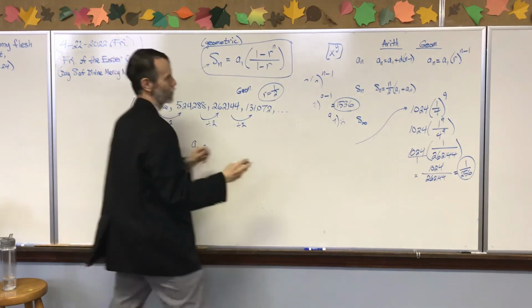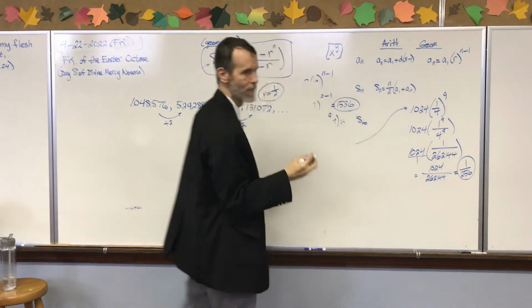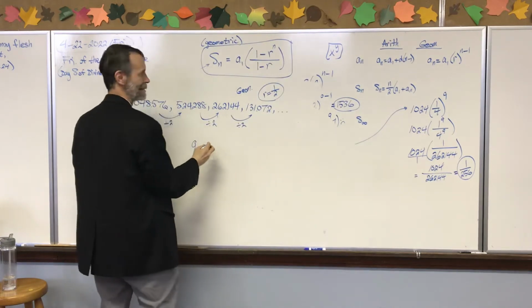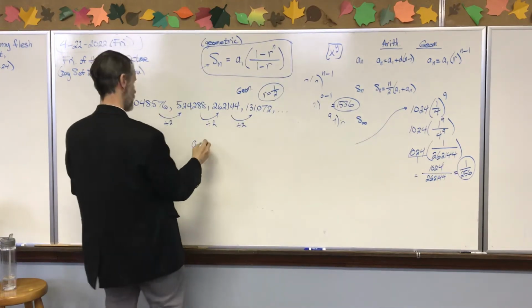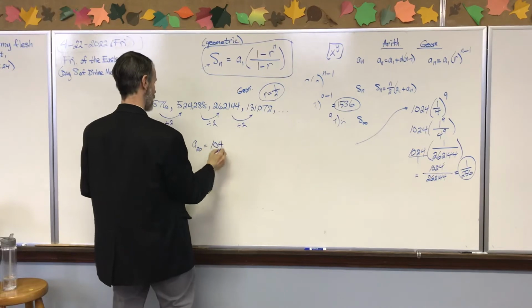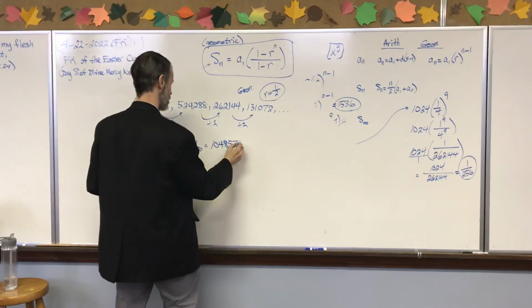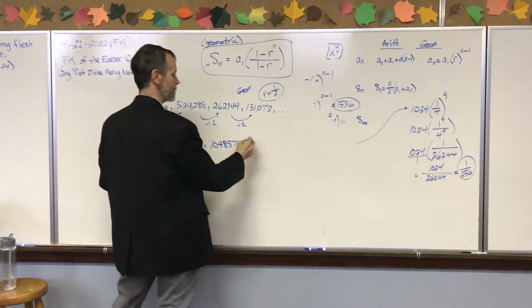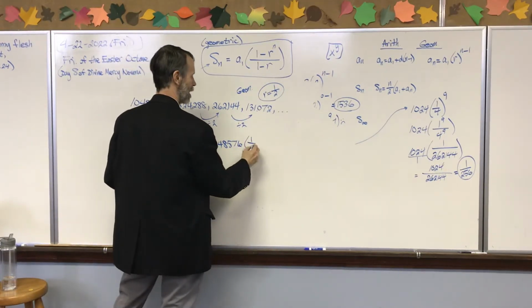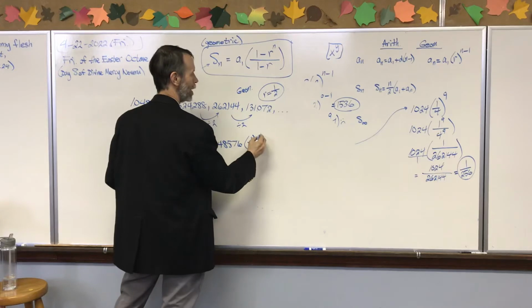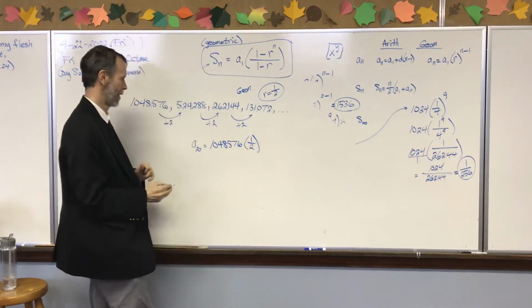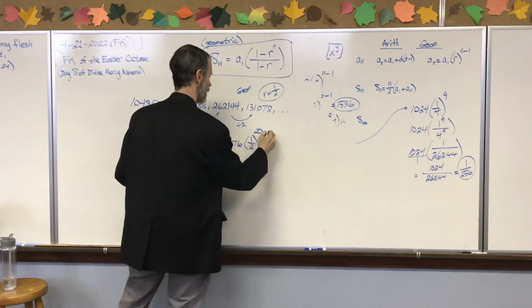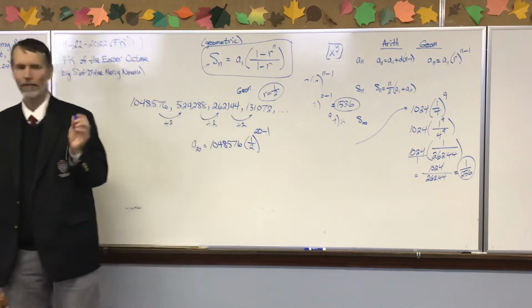I got A20, which goes here. Keep going. 1,048,576. Good. And then parentheses what? 1/2, to the power of what? 20 minus 1. Good, 20 minus 1. What would you do mathematically first?